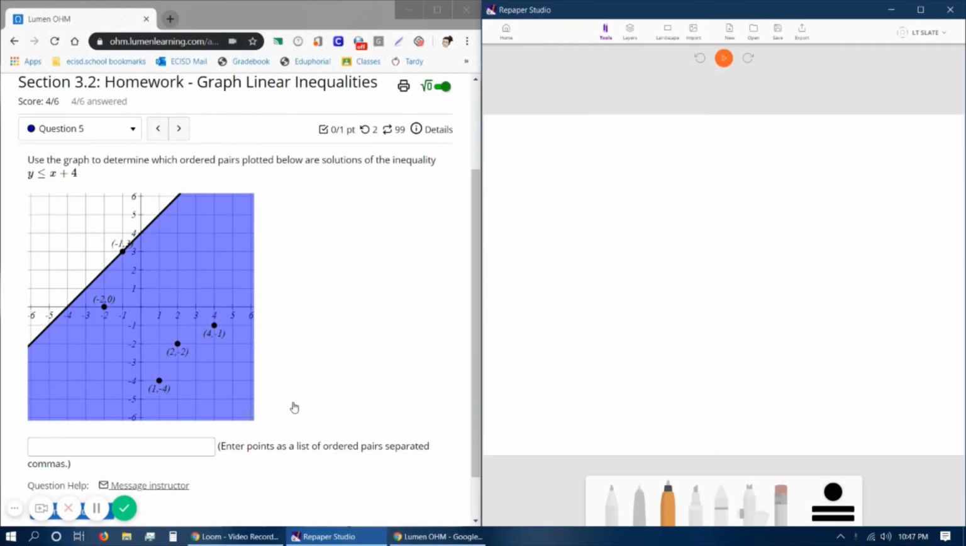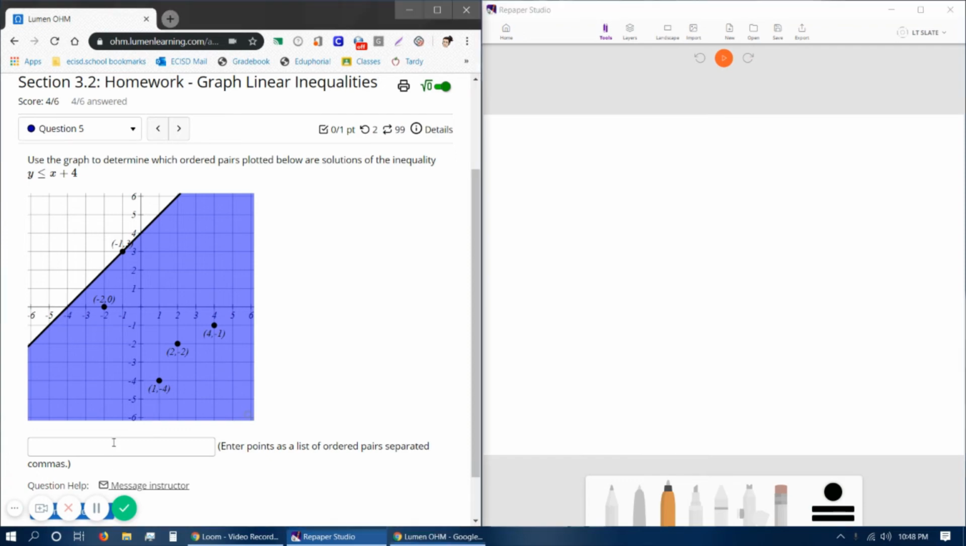Question 5 wants to know which ordered pairs on the graph are solutions to the inequality. Solutions to inequalities are located anywhere in the shaded area of the graph or on solid lines. If a dot is in the unshaded area or on a dotted line, then it is not part of the solution. Since this dot here is on a solid line, and all the rest are in the shaded area, all of my ordered pairs are solutions to this inequality.